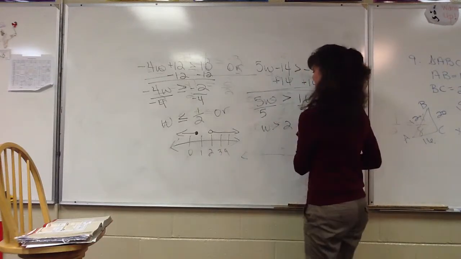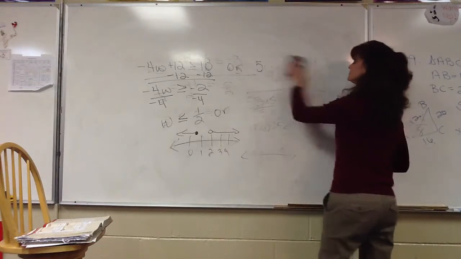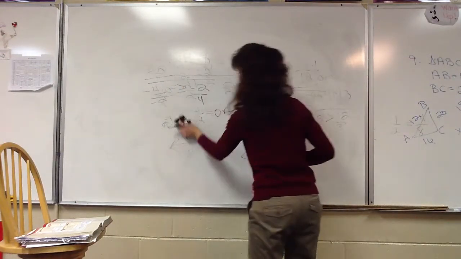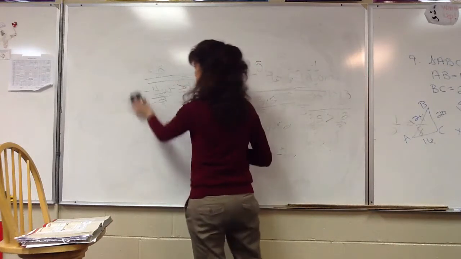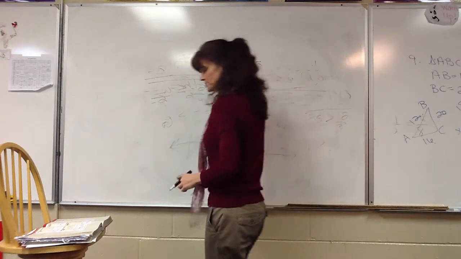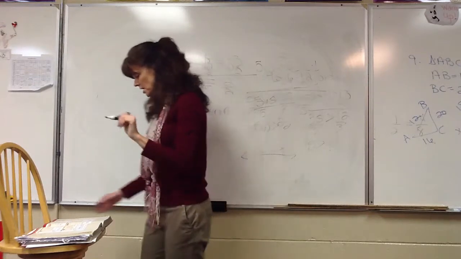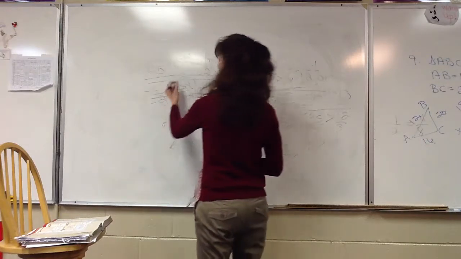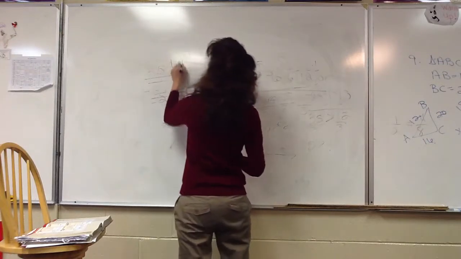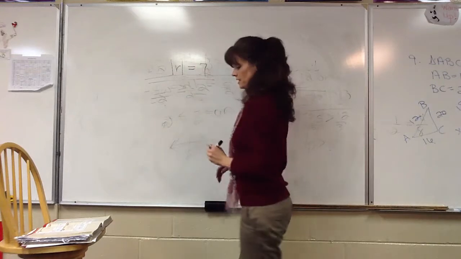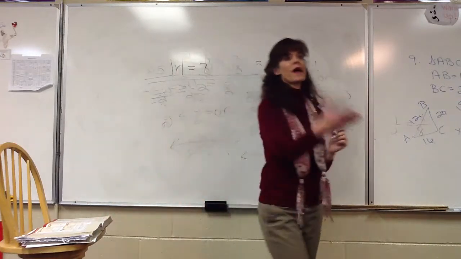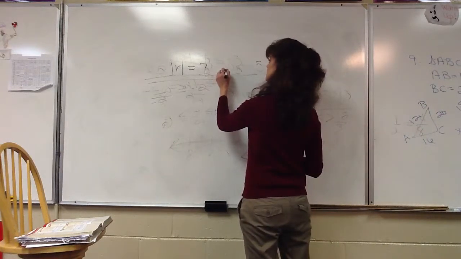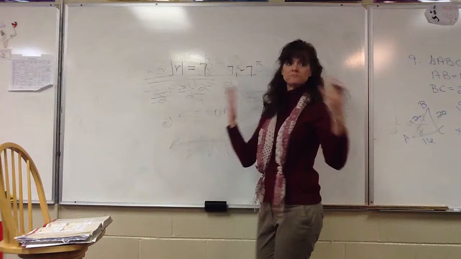Good job. Now we're going to talk about absolute value. Look on page 417 at 6.5. First, look at number 24, the absolute value of r equals 7. Luke, what would be my answer for that? r equals 7 and r equals negative 7. Good job.